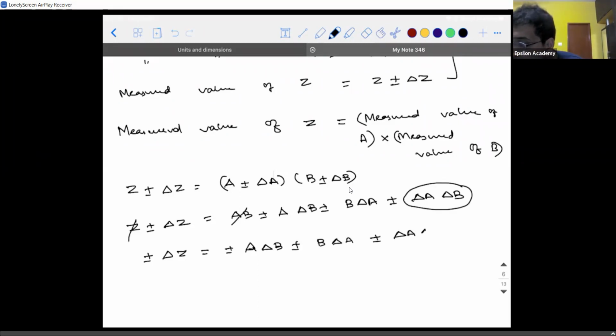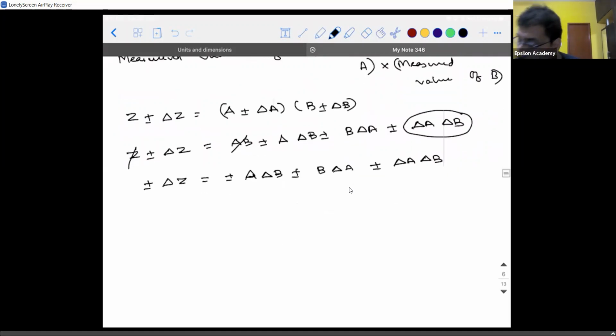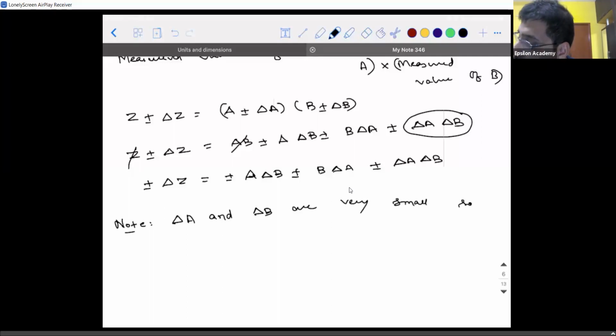There is something important I have to tell you. Note that delta A and delta B are very small, such that delta A into delta B can be approximated to 0.